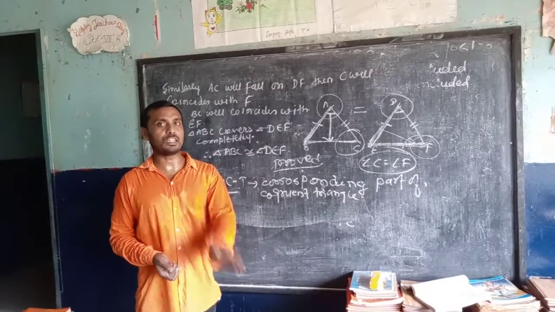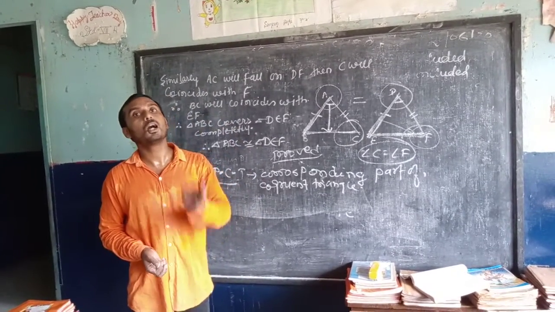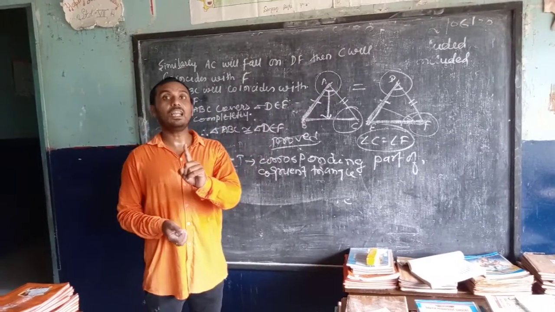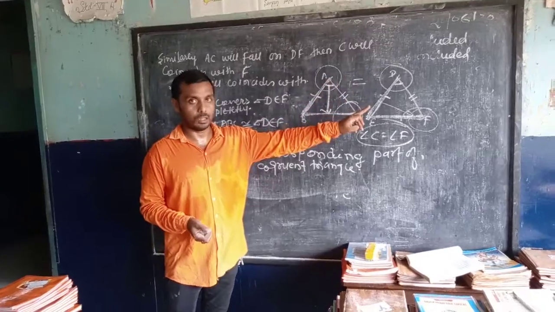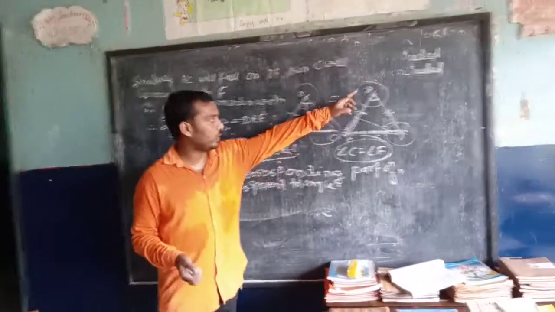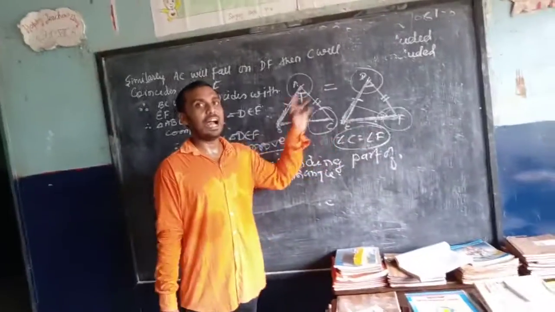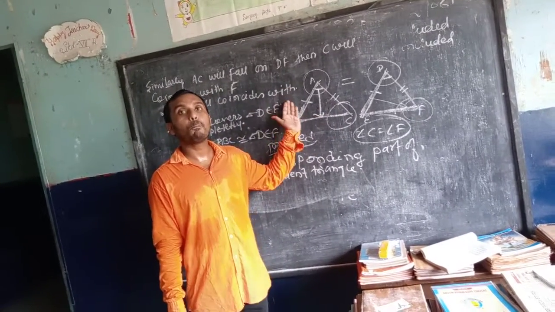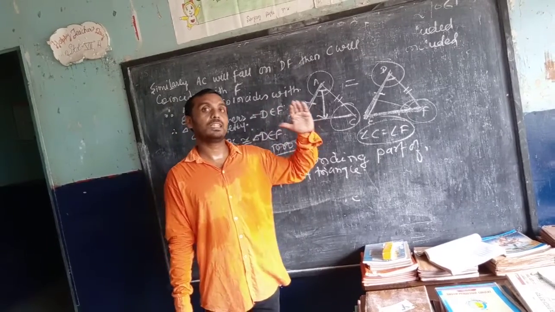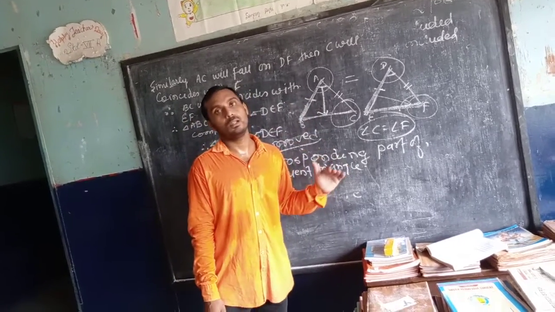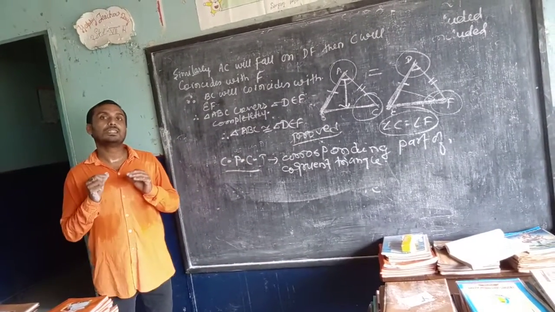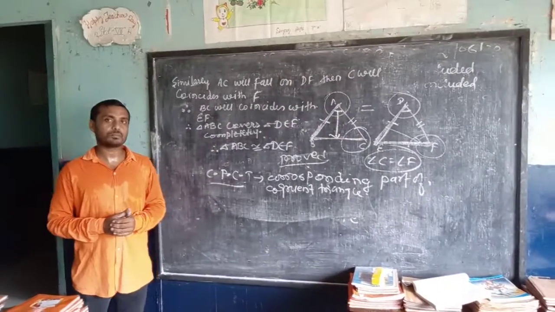It is only followed when the triangles are congruent. So how will we take it? The angles which are equal, the sides opposite to equal angles are equal, and the angles opposite to the equal sides are also equal. Okay, so by this, student, we have learned about the congruency criteria of SAS.